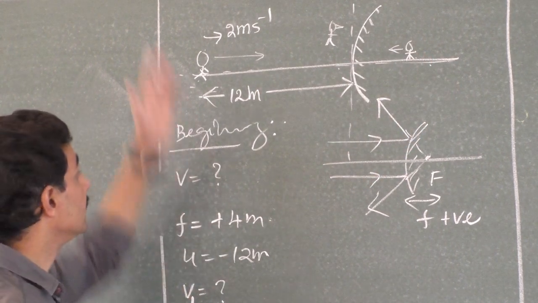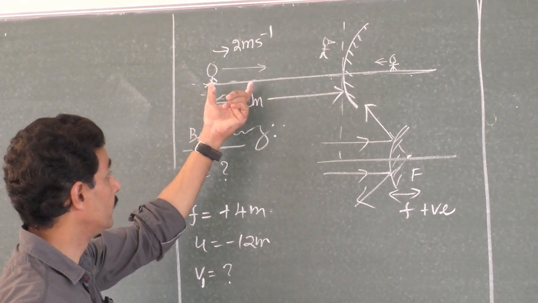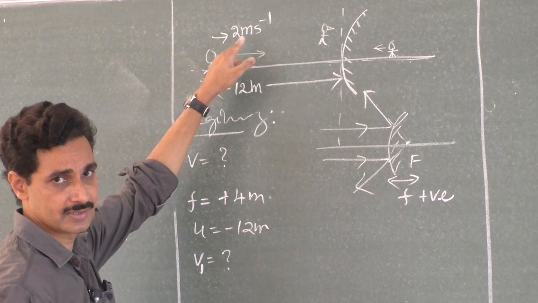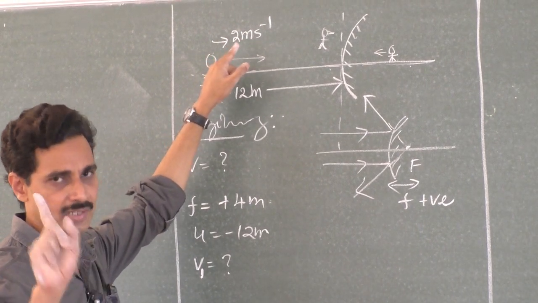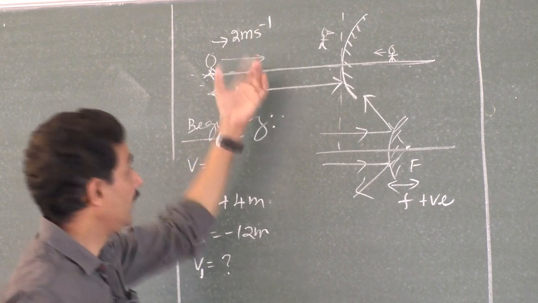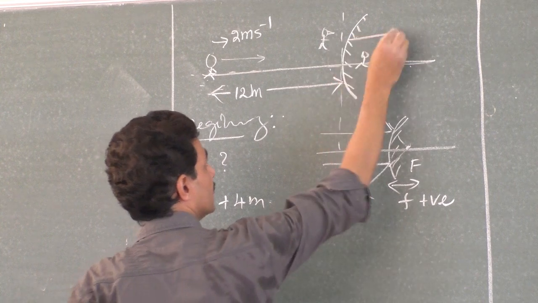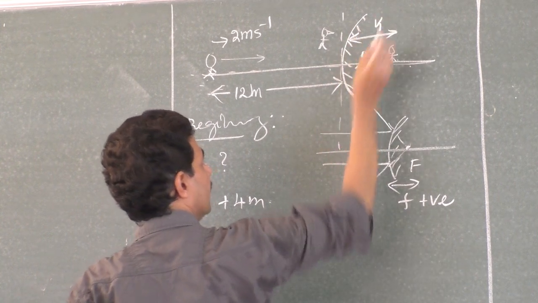After 1 second, this person will be somewhere here, right? How much distance will he move in 1 second? 2 meters per second is his speed, so he will move by 2 meters in 1 second. So after 1 second, his position will be 10 meters. When his position is 10 meters, where will the new image position be? So this is V1 and this is V2.